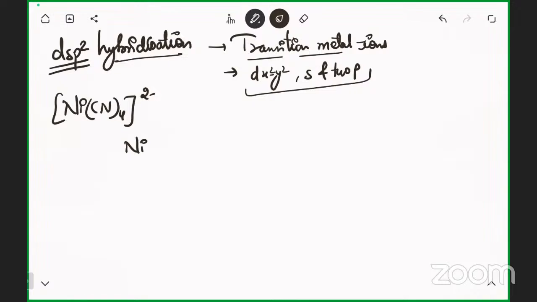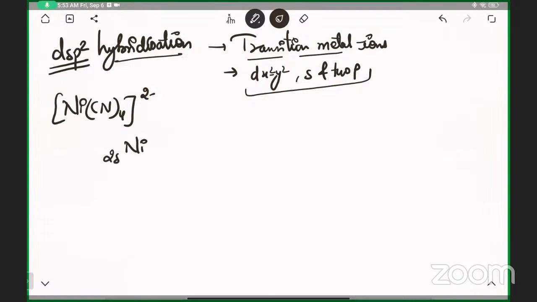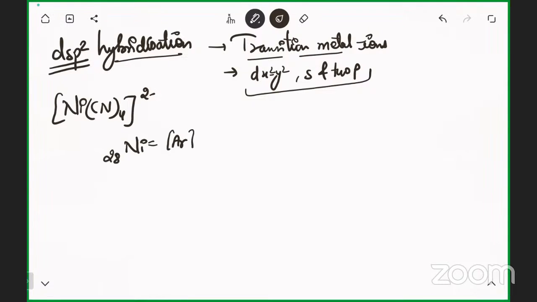It's 28. Configuration will be Ar 3d8 4s2. Okay, so nickel in the ground state.